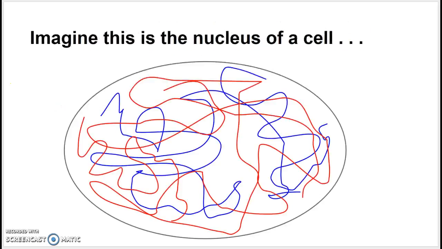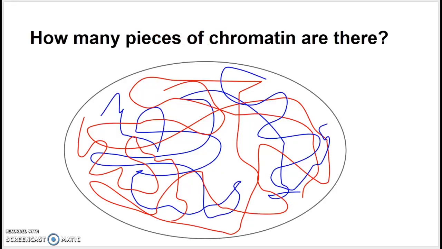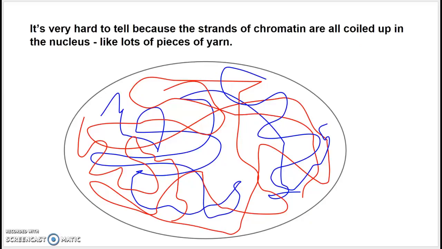So let's get started. Let's look at the nucleus of a cell, and imagine all of this image I've drawn is chromatin. That's the spaghetti noodle shape that we say the DNA is normally in during the cell cycle. Now, if I asked you how many pieces of chromatin there are, it's very hard to tell in this shape. Is this two really big pieces? Are there seven smaller pieces? Each organism has a certain number of pieces of chromatin.